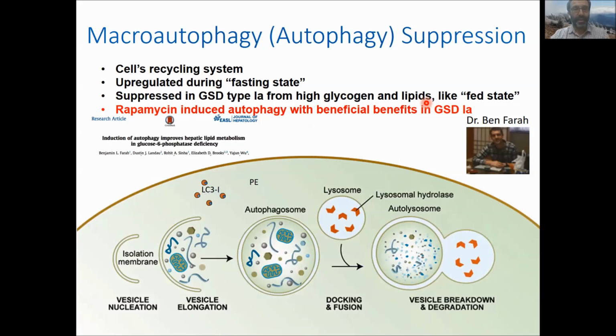Here's a little bit of the pathway showing the LC3 marker for the autophagosomes that we can measure to measure autophagy. And then as autophagy progresses, these recycling materials are delivered to lysosomes, producing autolysosomes that then break down the glycogen and lipids. But this process is impaired in GSD1.